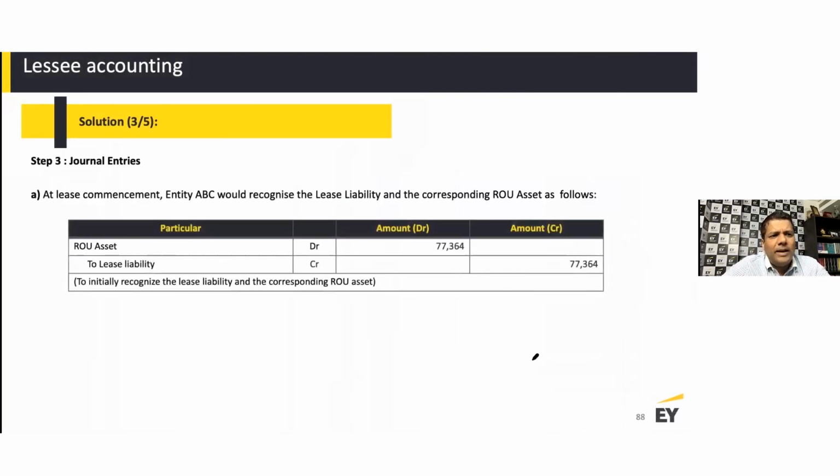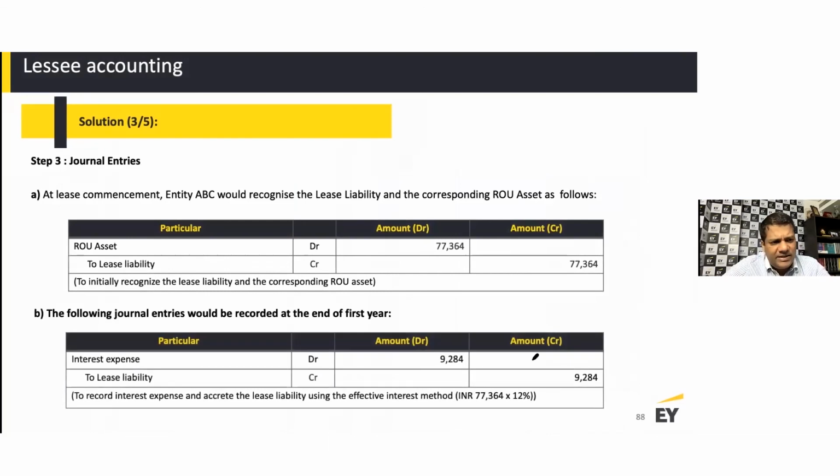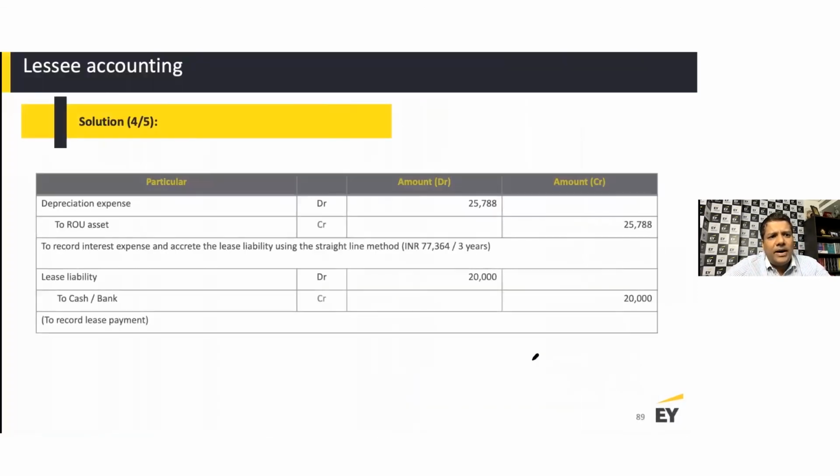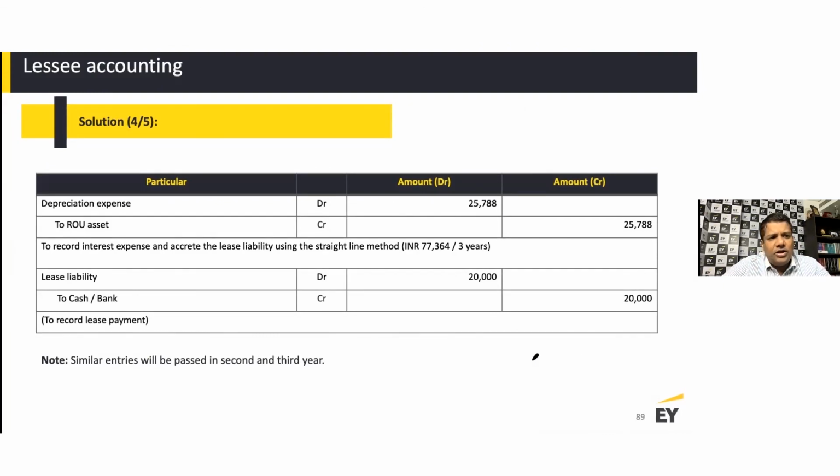Now, how do I account for it from a P&L perspective, right? So I'm going to look at ROU asset to ROU liability. Then I'm going to look at interest expense, which is year one, 9,284, and to year two, and again to lease liability, right? Then I'm going to look at my P&L charge, which is depreciation of 25,000, and my cash flow of 20,000, which is going out. So that's the entry you're going to pass in year one. Similar entries you will be passing in year two and year three, right?